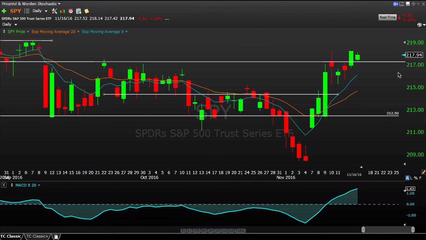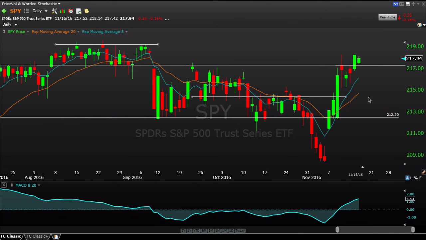So you're getting almost all three elements now. You're getting trend, you're getting momentum, and you're getting the internals all working higher. That's a market that I certainly love to trade. Trend following breakouts are going to do well in this type of environment.